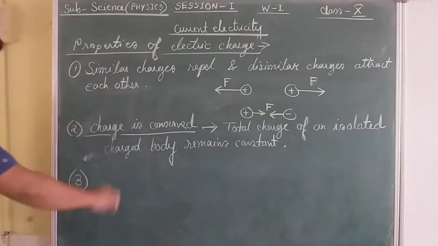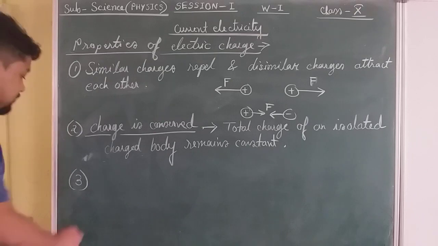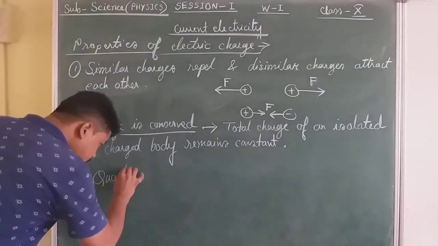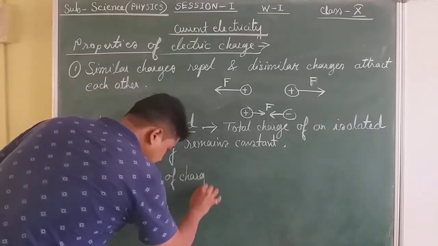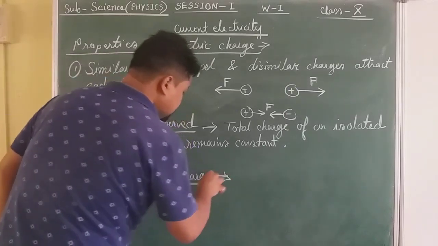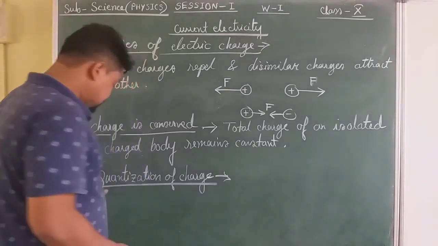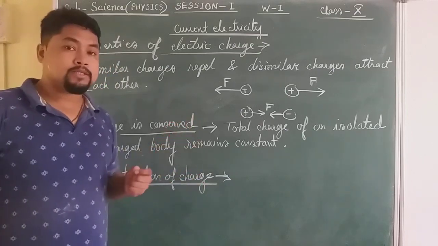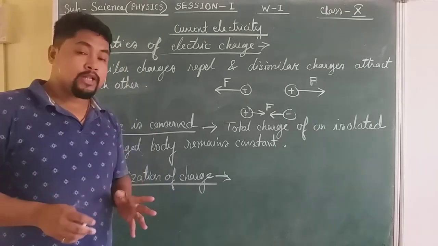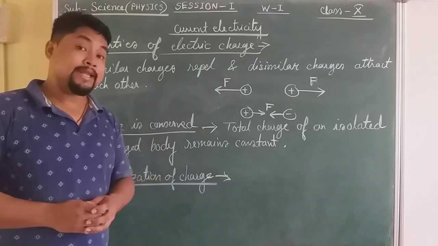Number 3 property is called quantization of charge. The statement of this property is: the total charge of a charged body is equal to the integral multiple of the electronic charge. Electronic charge means the charge of an electron.